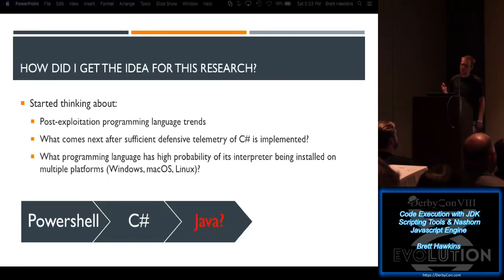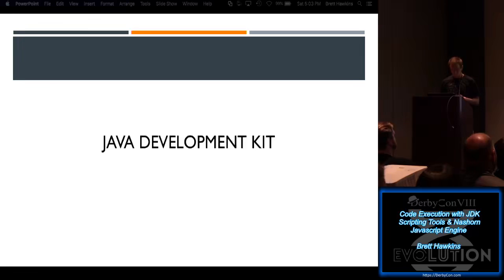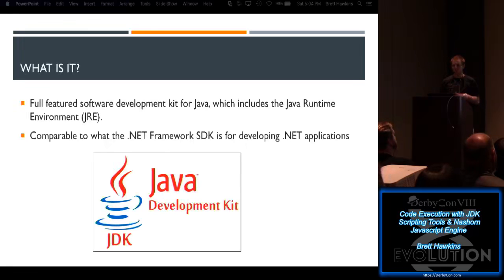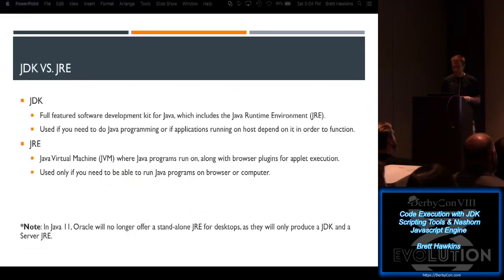And that's kind of how I started going down the road of looking at the different components installed with Java. So, Java Development Kit, what is it? Again, just a high-level overview. It's a full-featured software development kit. It includes a Java runtime environment in it. If I had to compare it with something in the .NET Framework, it'd be like the .NET Framework SDK for developing .NET apps. What's the difference between the JDK and JRE?